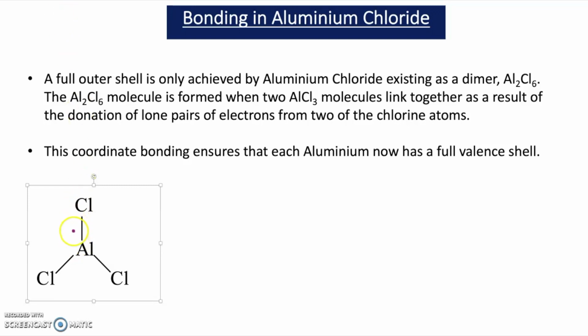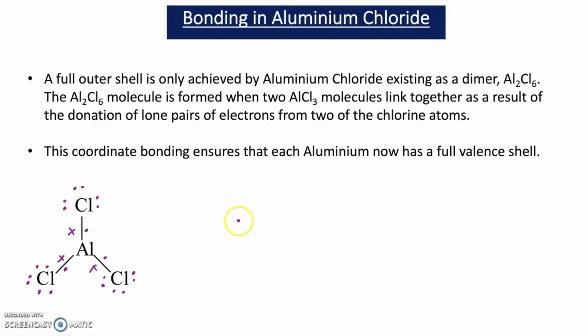Now to illustrate this, I'm first going to draw a dot and cross diagram to show the bonding in monomeric aluminium chloride, AlCl3. You can see here, if I put in the dots to represent chlorine's electrons and crosses to represent aluminium's electrons, that aluminium only has a share of 3 pairs of electrons. It doesn't have the stable octet. It doesn't have 8 electrons in its outer shell.